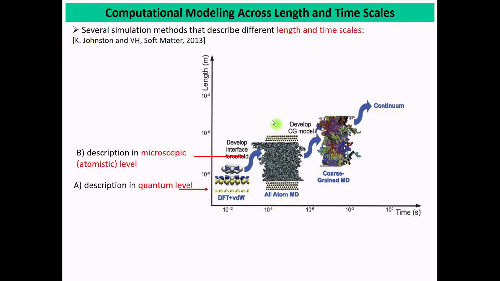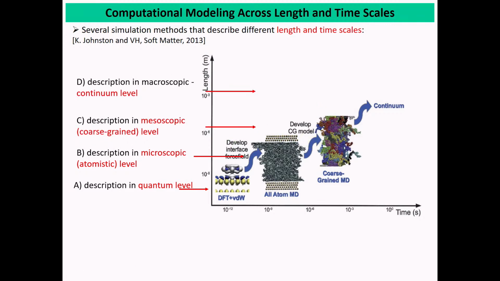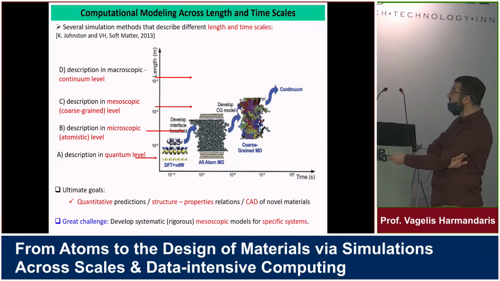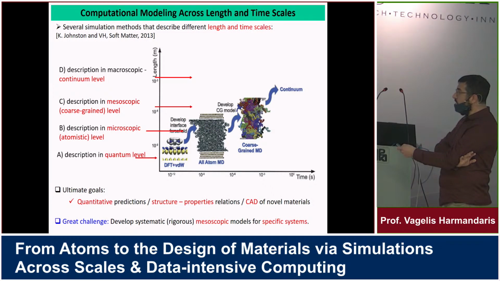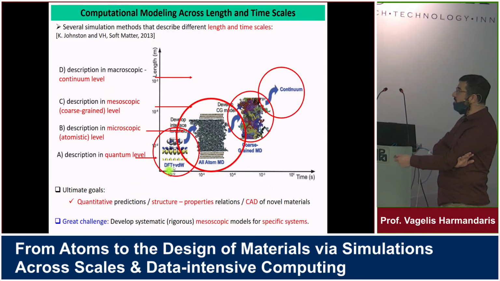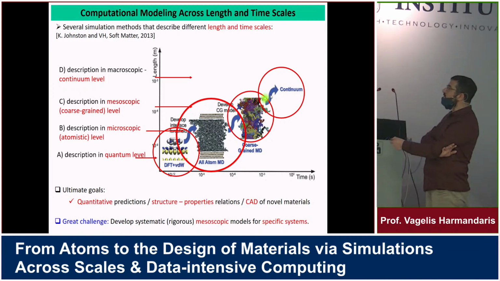Then there is the description at the microscopic or atomistic level, where we have classical interactions and all atoms in the system. Then there is the mesoscopic or coarse-grained level, as we call it, and then up to the macroscopic or continuum level. Okay. So again, since 1945, as we have seen, with the invention of simulation methodologies, many different techniques have been developed for all these different levels of description. However, in the last several decades, a main challenge is to bring together and link systematically these different levels of description.